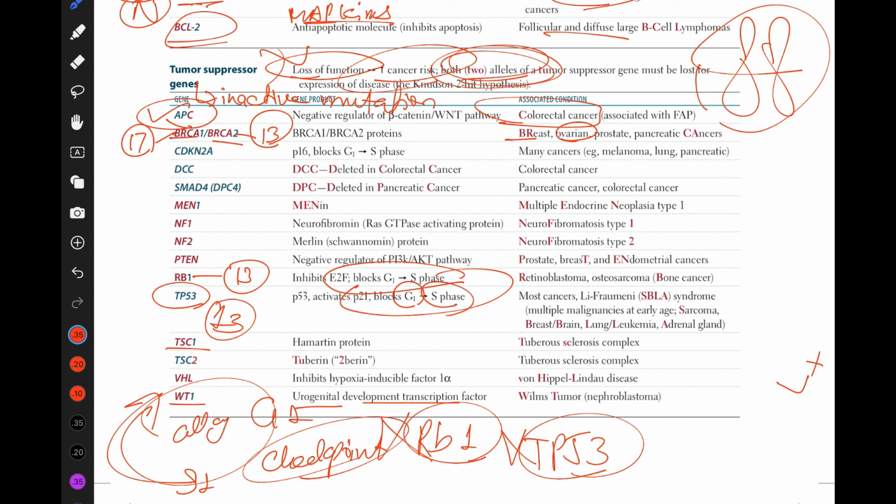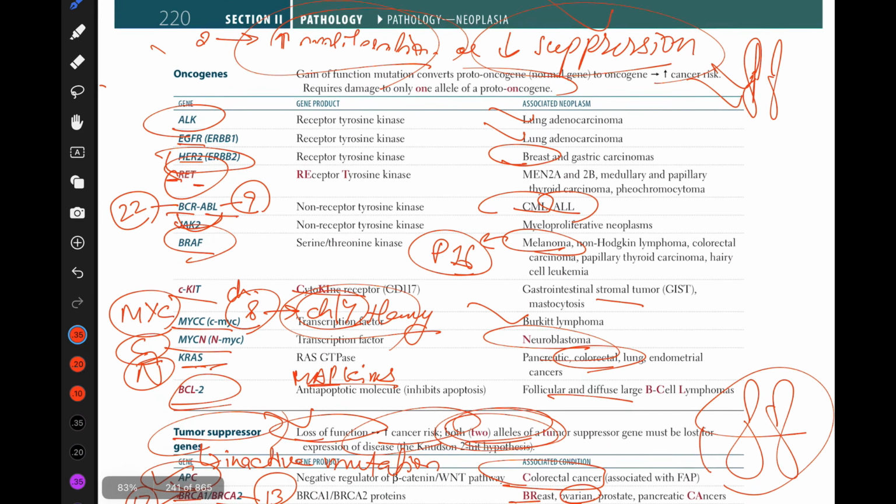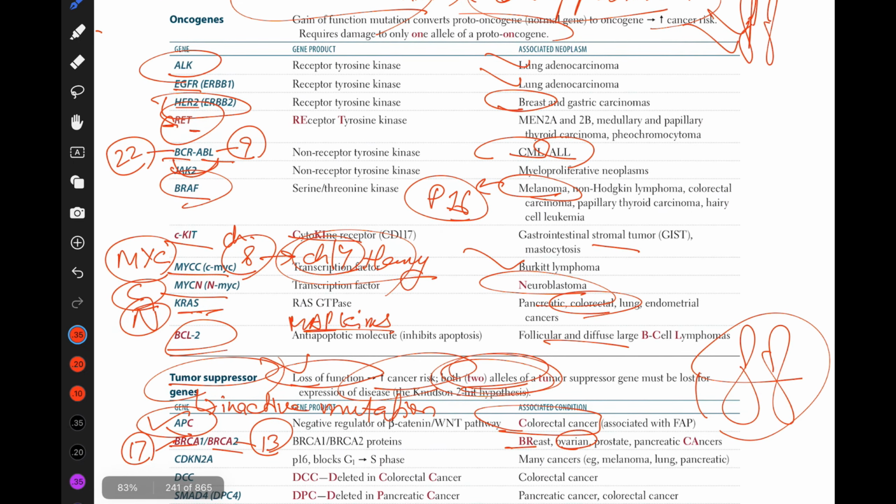Okay? So the tumor suppressor genes are responsible for suppressing abnormal cells to stop the growth of cancers. And the proto-oncogenes are responsible for the growth of cancer.